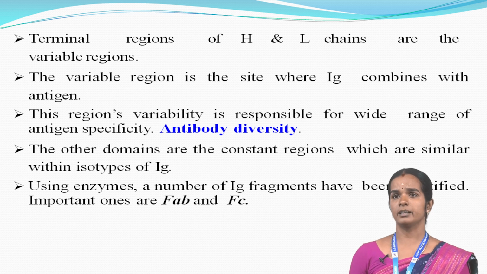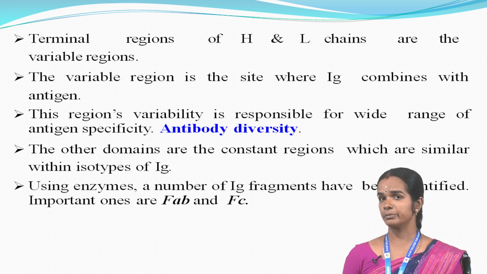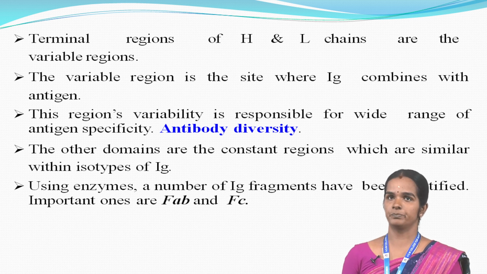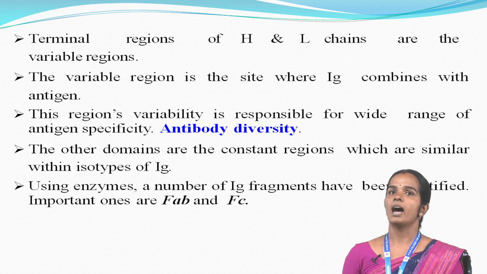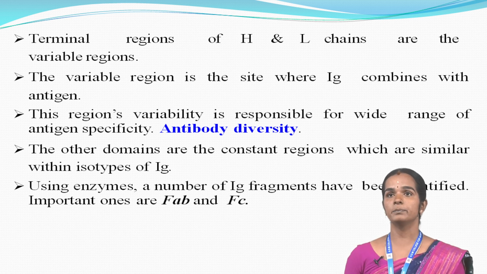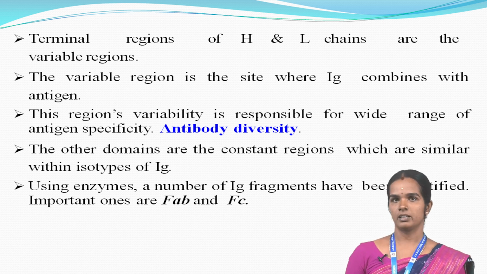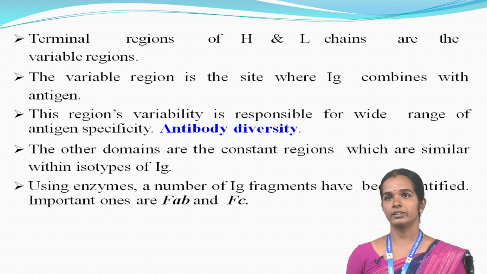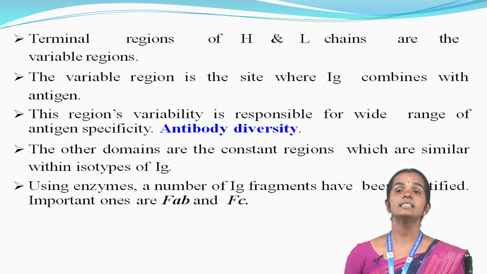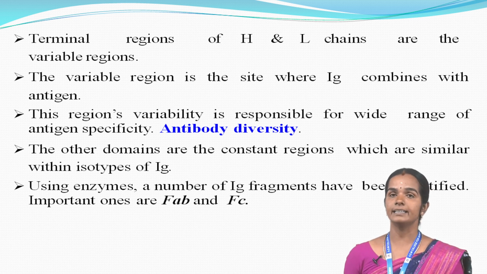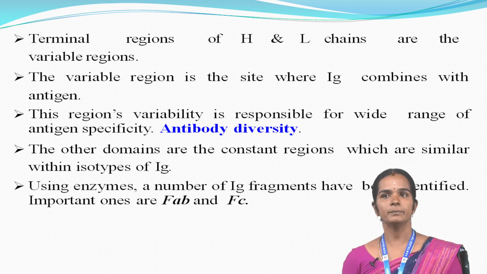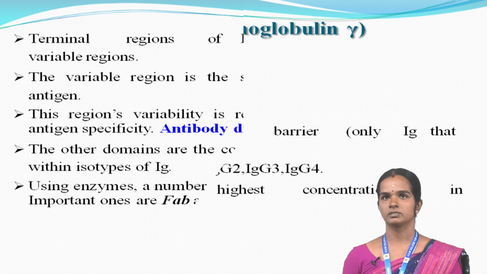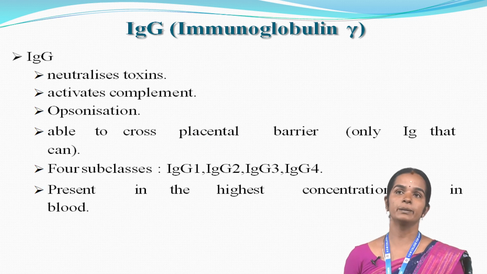Using enzymes, a number of immunoglobulin fragments have been identified. Important ones are Fab and Fc. The Fc region is formed from heavy chains and determines the isotype and so the biological function. The Fab region also affects function. These functions are distinct from antigen binding: opsonization, complement activation, etc. This is the first type of immunoglobulin.